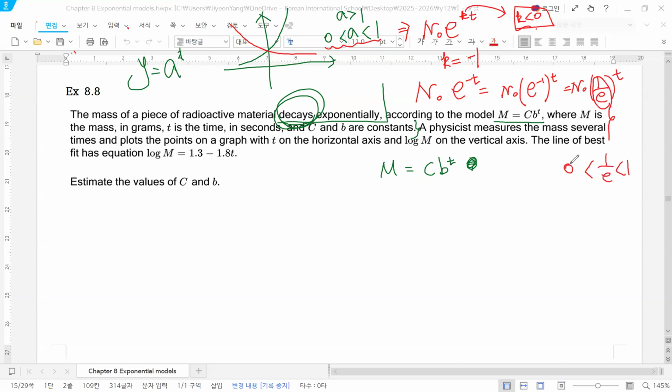That's why when k is negative, e to the power of k automatically becomes a value between 0 and 1, to make it a decay. Do you understand? So let's go back to this question. Since it says it's decay, what's the range of B, students? What's the range of B? Less than 1 and more than 0, okay?